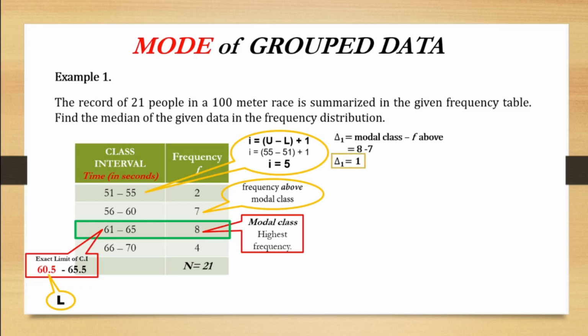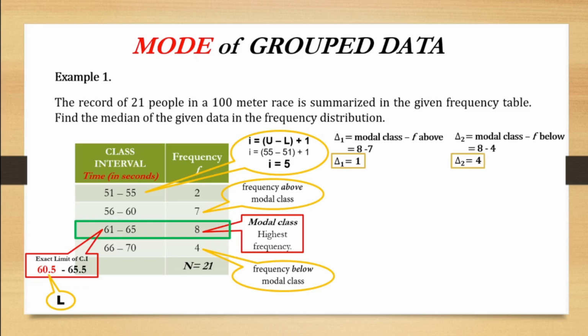Then after, we have to identify the frequency below the modal class, and that is 4. To compute now delta sub 2, which is the frequency of the modal class minus the frequency below the modal class, which is 8 minus 4, then our delta sub 2 is equal to 4.